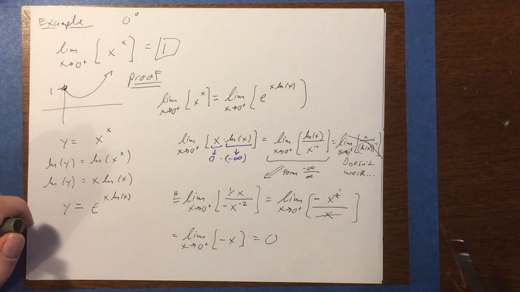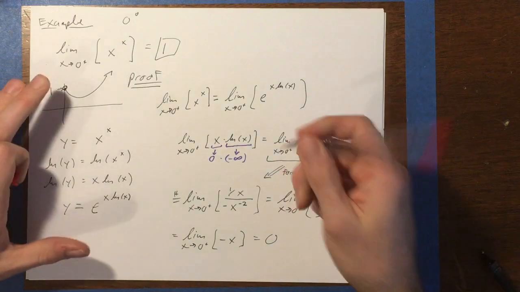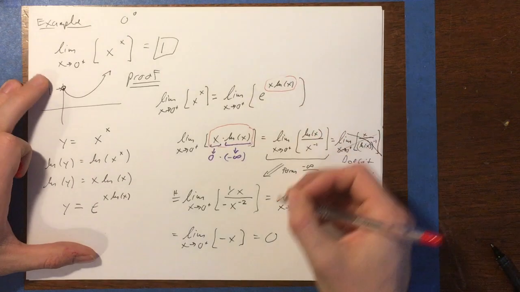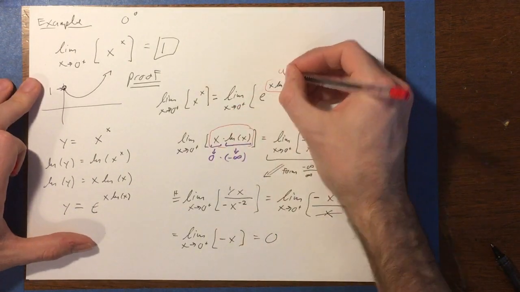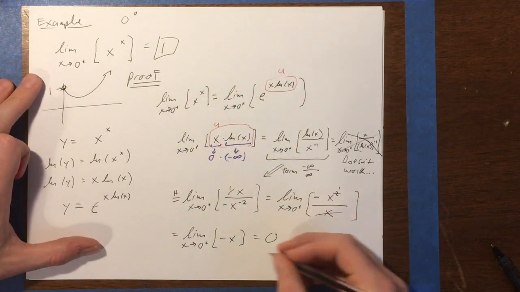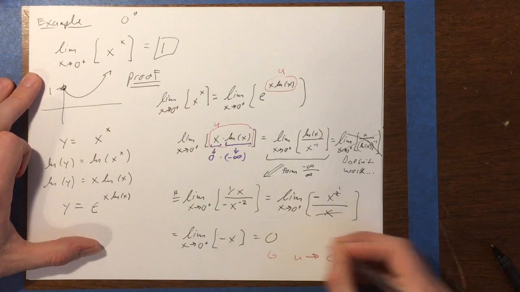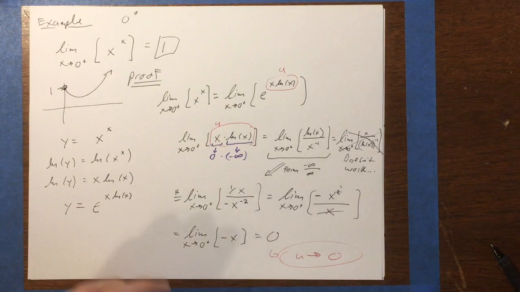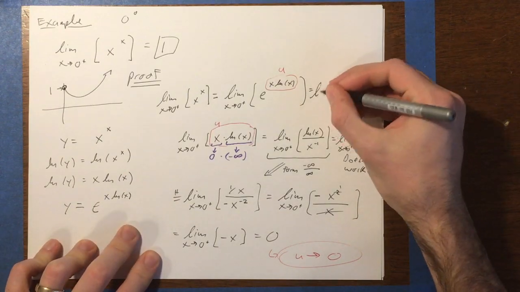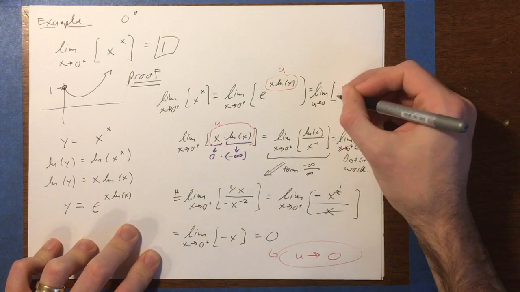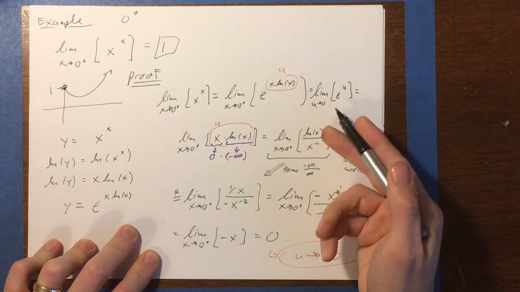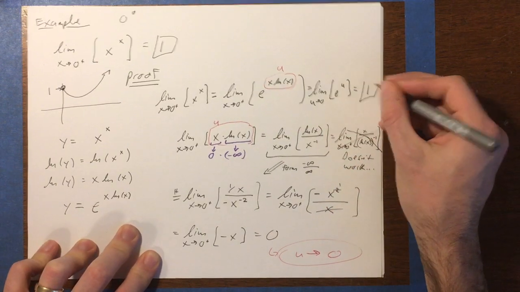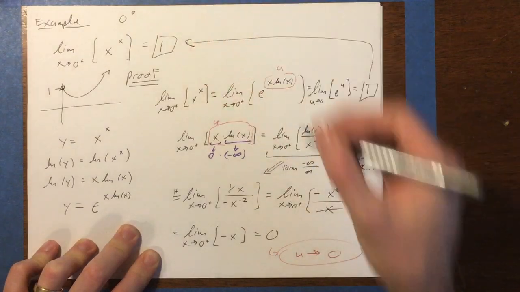So what we were dealing with there was the limit of x times natural log of x. That's this part, right? So if that's u, then what we found here is that u is approaching 0. So now we can say that this is equal to the limit as u approaches 0 of e to the u, which, by direct substitution, e to the power 0 is 1, which is what we were trying to prove.